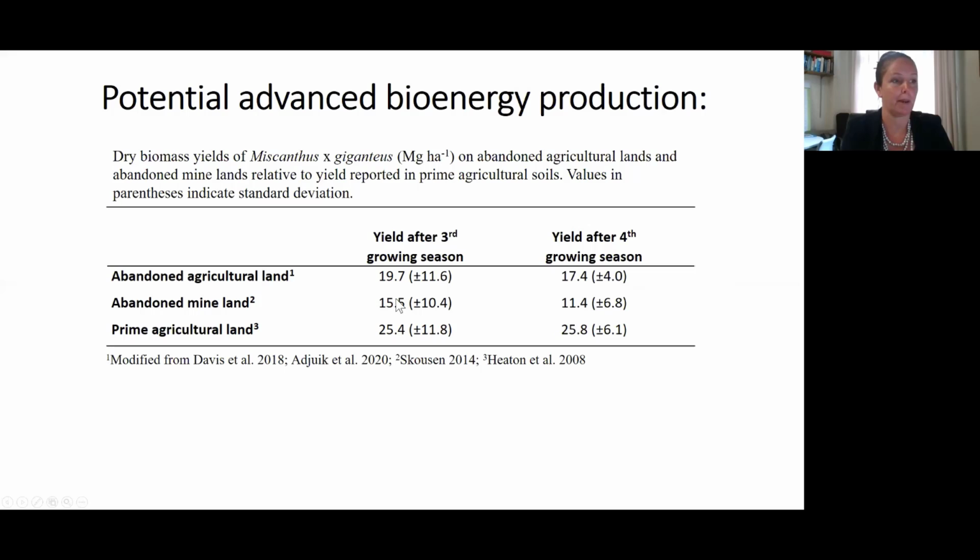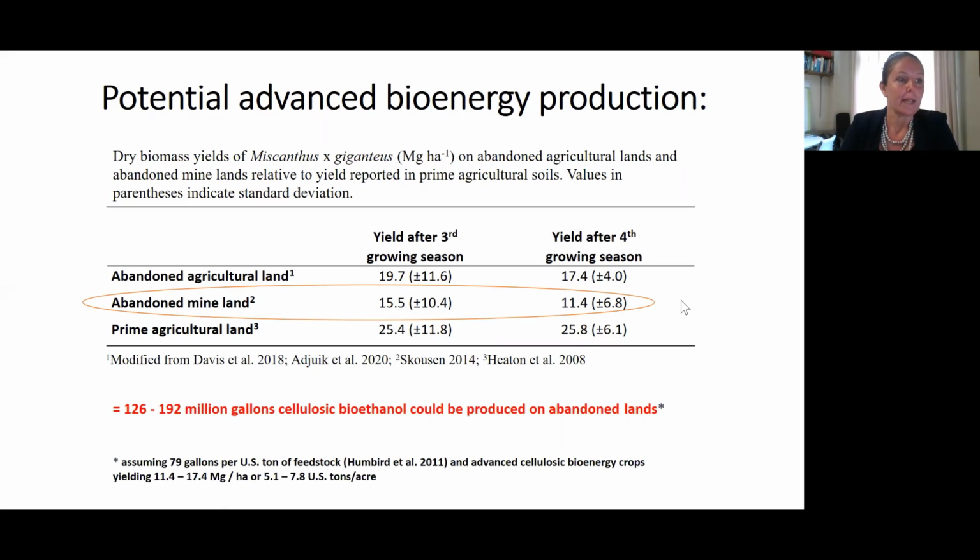And this table just summarizes a comparison of the yield that can be produced on abandoned mine land relative to prime agricultural land and relative to abandoned agricultural land. So even though the yields are lower, it's still higher than what we would typically see in something like a corn production system. And corn bioethanol, by the way, is the largest source of biofuel globally right now. And a huge portion of the land area in the United States is devoted to supporting that market. This kind of perennial grass presents an alternative where it can grow on very degraded lands like abandoned mine sites and can potentially produce more bioethanol per unit land area than the corn bioethanol that we currently are producing.